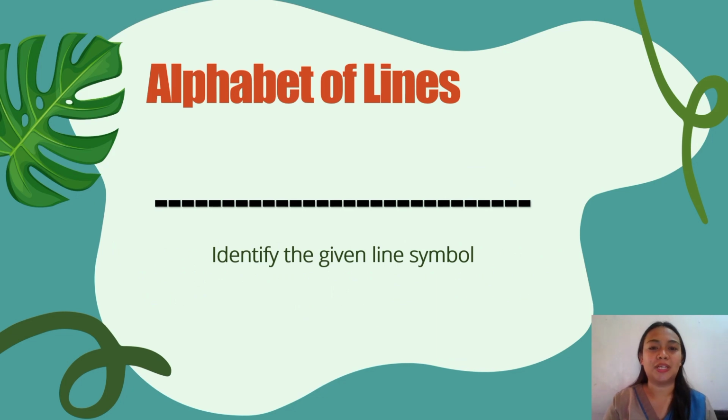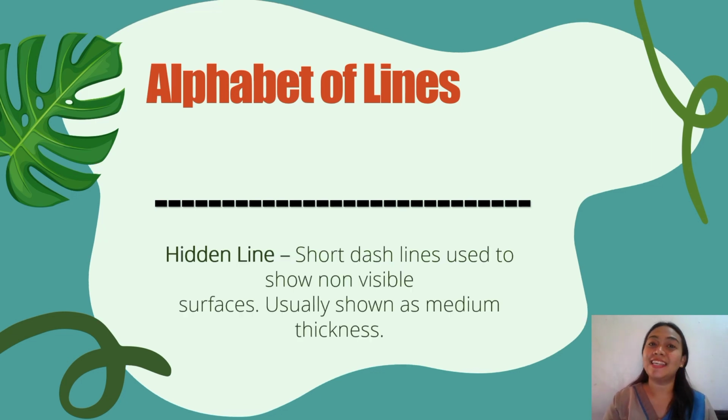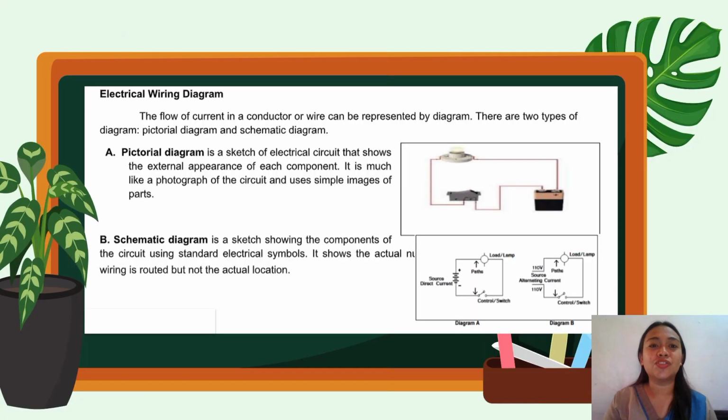How about this one? Are you sure? This is hidden line. So short dashed lines used to show non-visible surfaces, usually shown as medium thickness. So, itong mga alphabet of lines nito usually ay nakikita sa mga technical drawings.